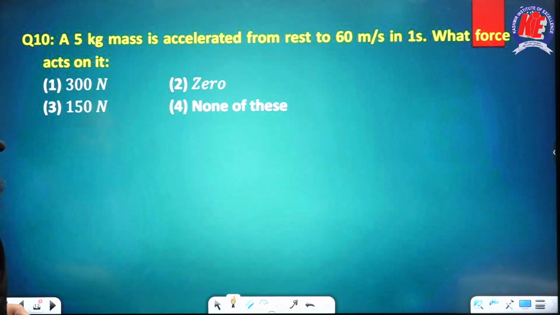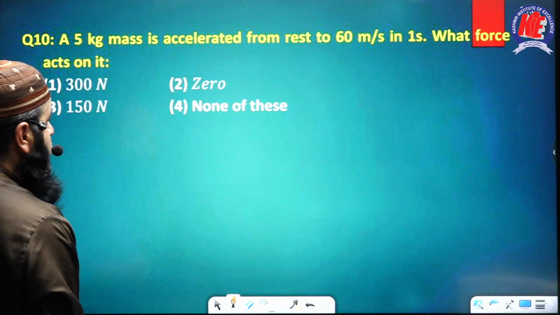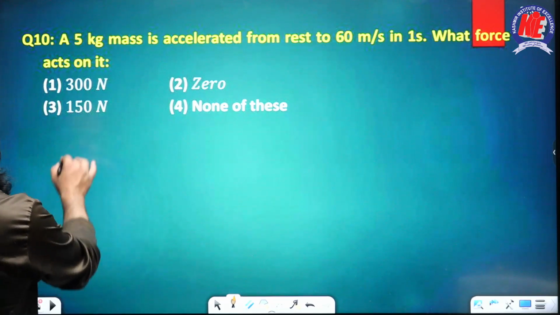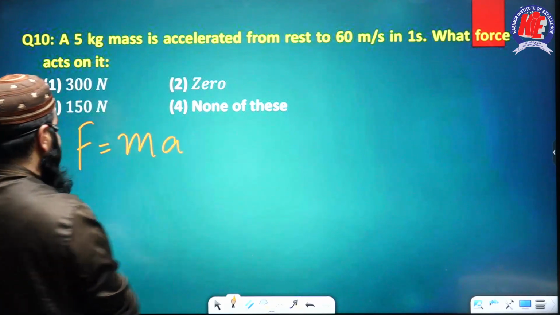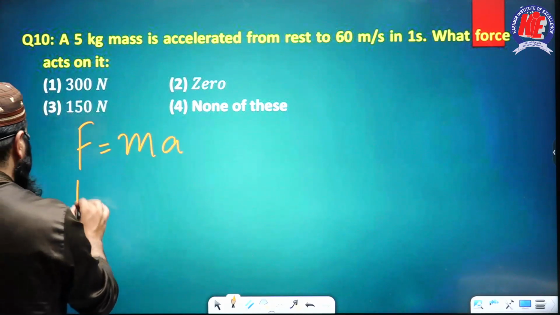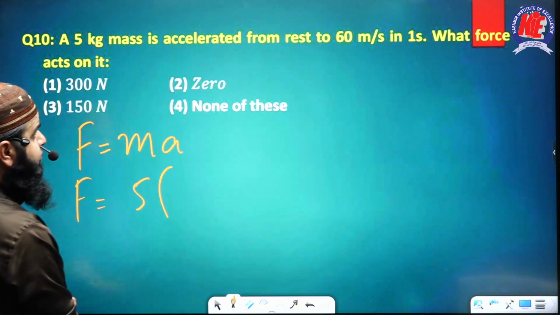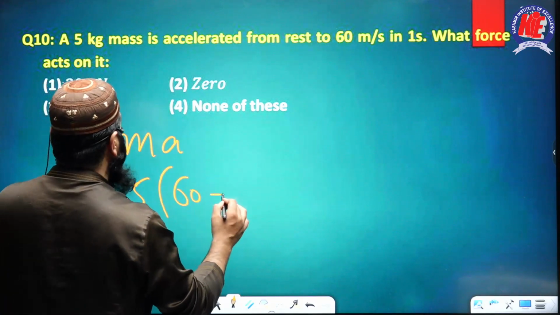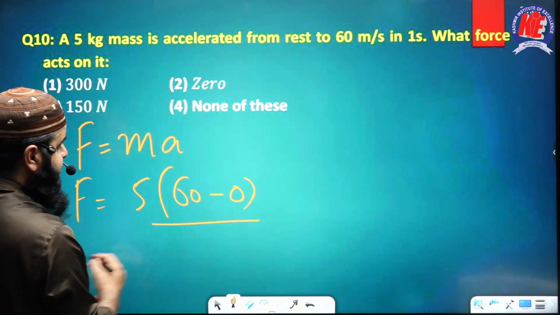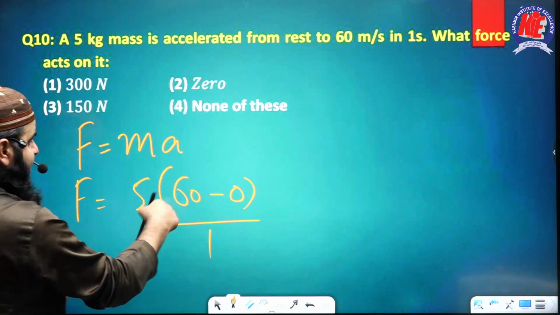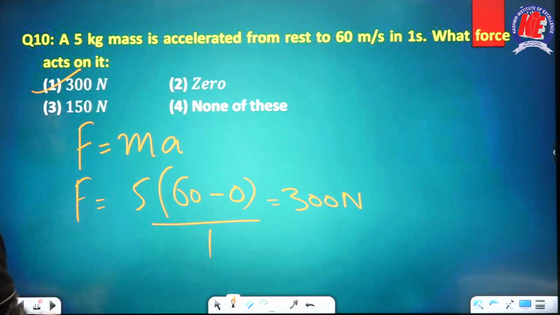Next one. A 5 kilogram mass is accelerated from rest to 60 meter per second in 1 second. What force acts on it? You talk about Newton's second law. You express force as mass into acceleration. The force will be given by the mass of the body, which is 5 kilogram. The acceleration will be given by change in velocity. It is 60 final minus initial, it is being accelerated from rest, so the initial is 0, and the time taken to change this velocity is 1 second. So you will end with 5 into 60. The answer has to be 300. We are in the SI system, so 300 newton.